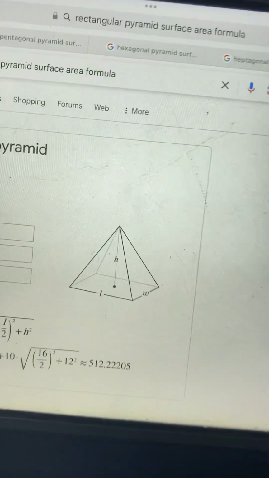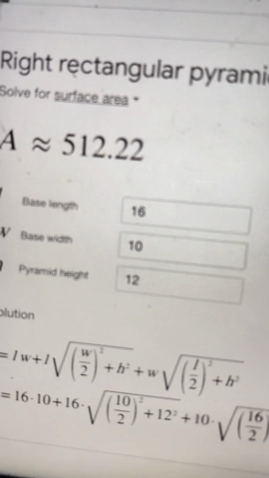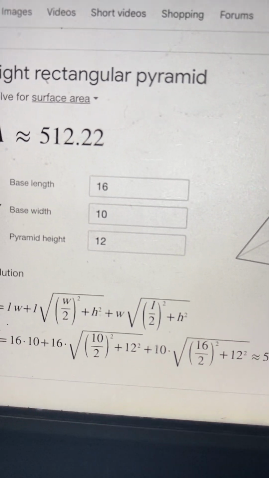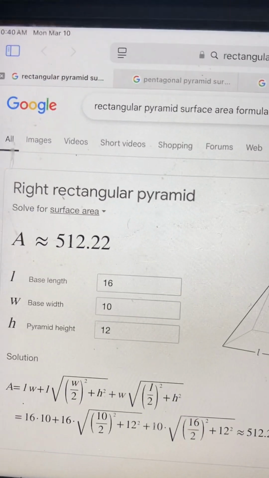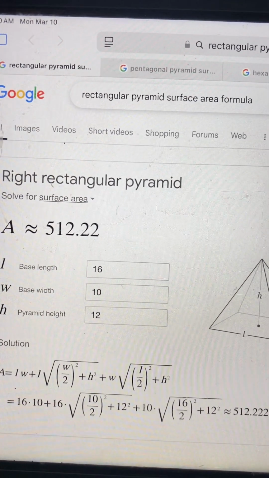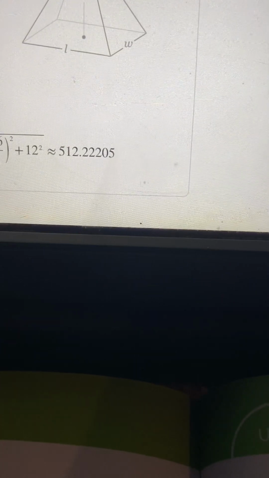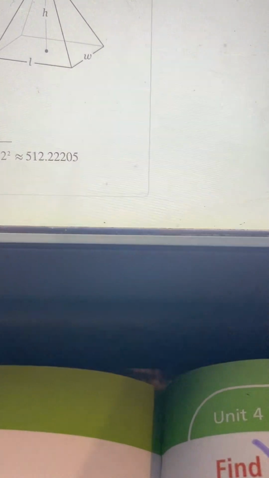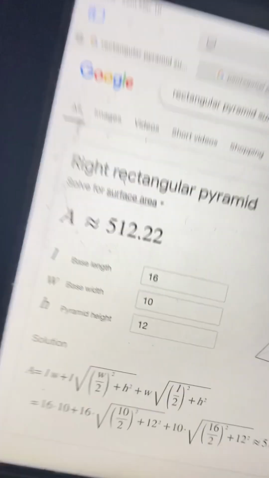So we could substitute the height for any number. If the base length is 16, the base width is 10, and the height of the pyramid is 12, then we get a total surface area of around 512.22, or around 512.22205. So, yes. Want to know how he got it?